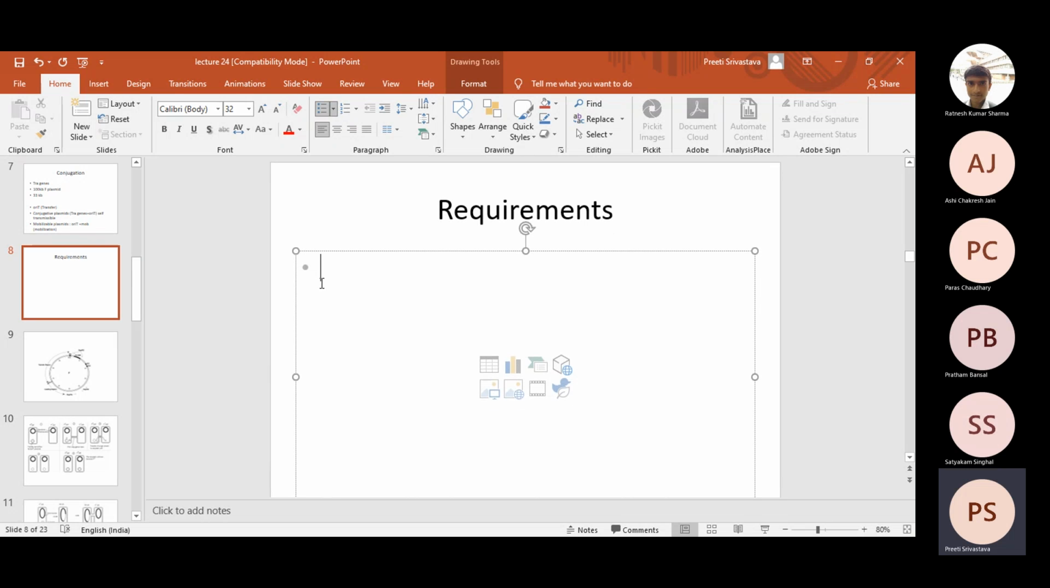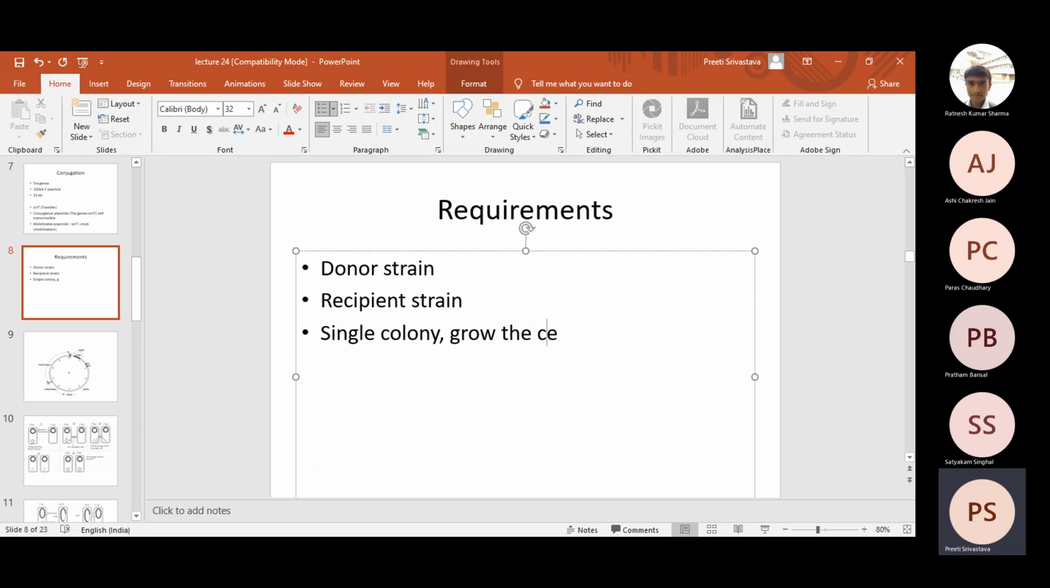So for conjugation, let's see what the requirements are. We require a donor strain, and as we discussed, cell-to-cell contact is required for conjugation to happen. Now the way it is done is, class, again you start with a single colony and grow the cells to mid-log phase.